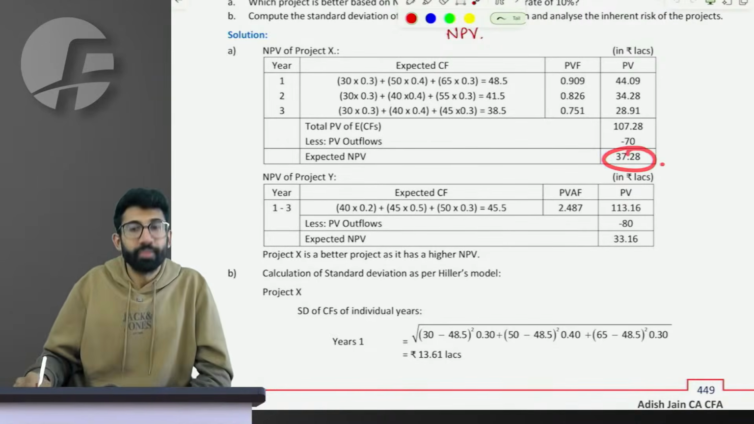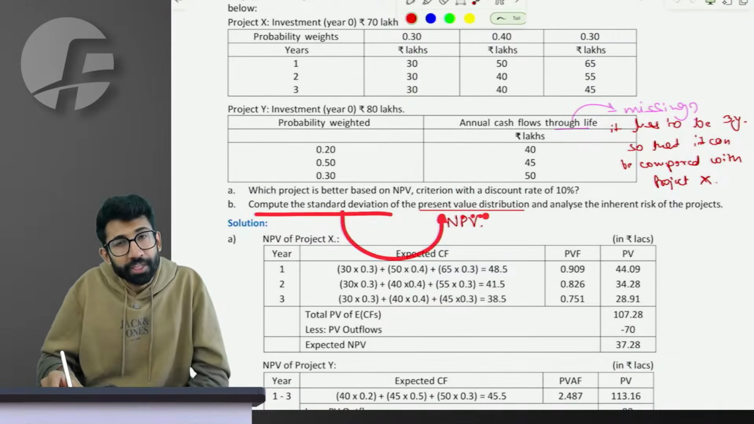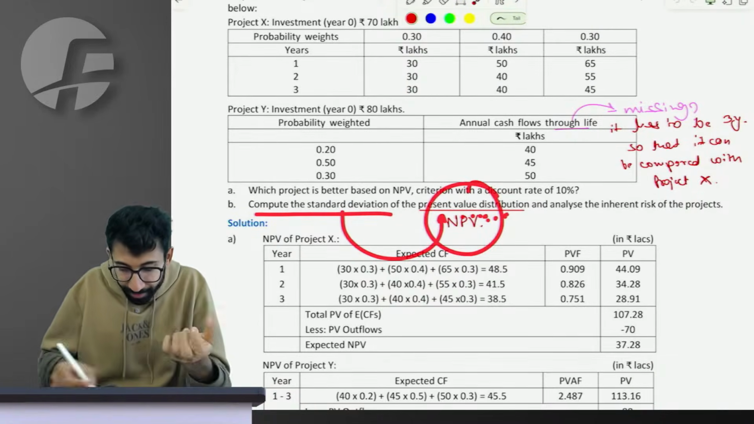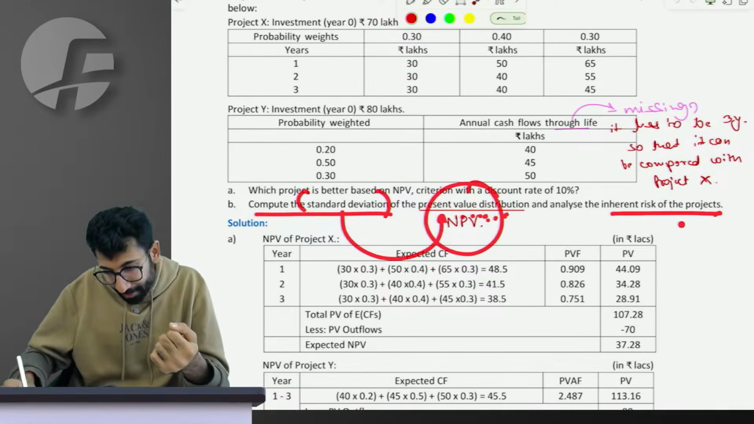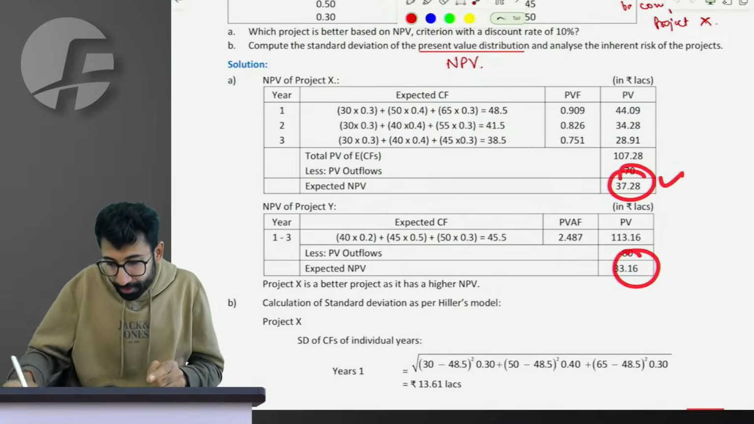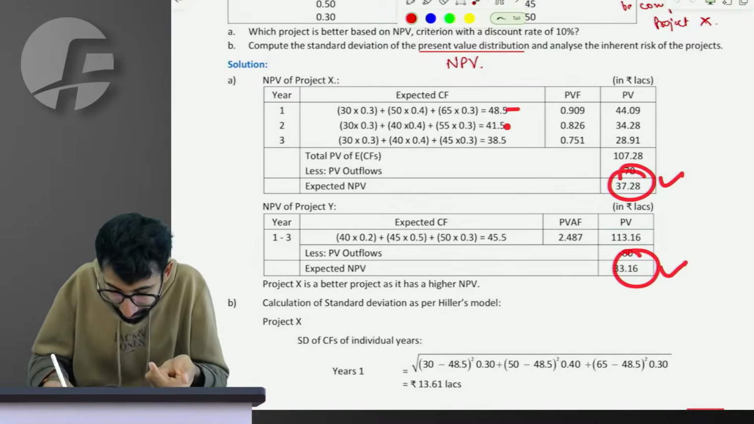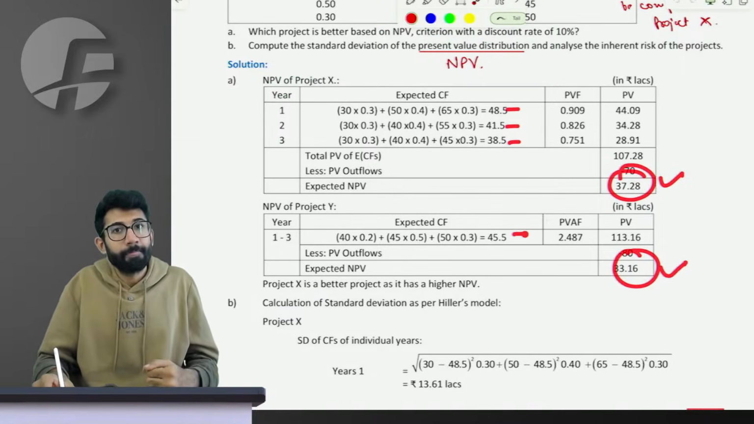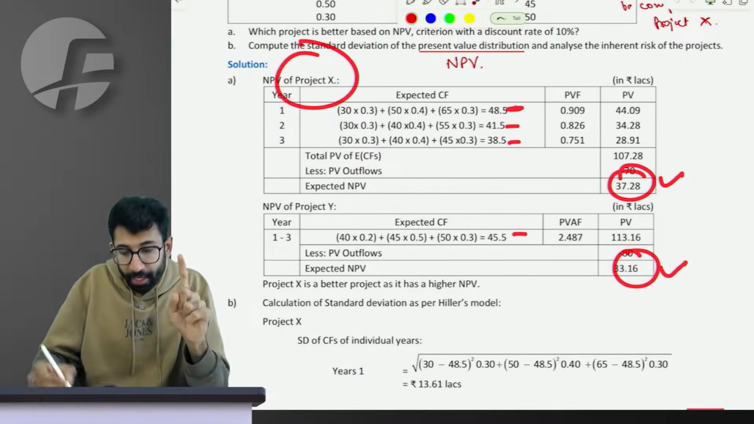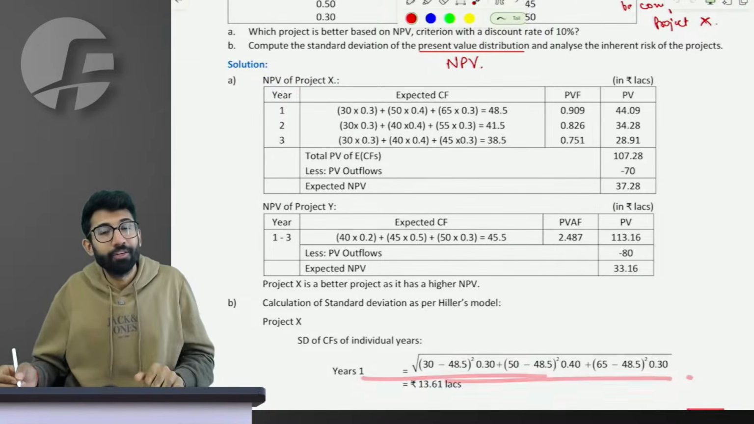37.28 is better. Now next, compute the standard deviation of the present value distribution. Meaning, compute the SD of the net present value that you've calculated and analyze the risk. Sir, can I say, to be able to calculate the risk or the standard deviation of the NPV, I will need the standard deviation of these individual cash flows. Let's talk about project X first. The standard deviation of the first cash flow is really simple. That tabular thing can be done now with the help of a single formula.